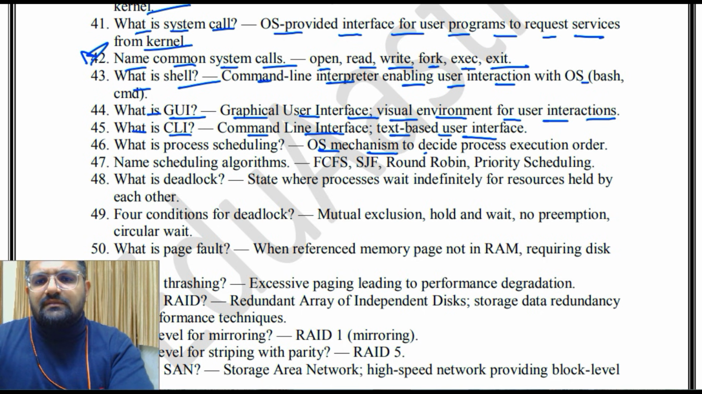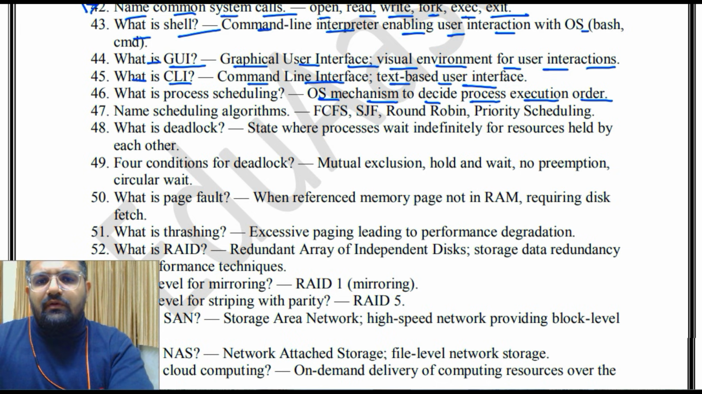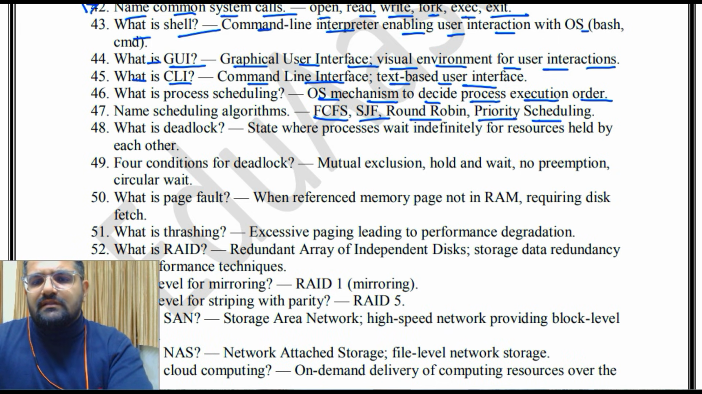OS mechanism to decide process execution order. Name a scheduling algorithm. FCFS, SJF, round robin, priority scheduling. Then what is deadlock? State where processes wait indefinitely for resources held by each other.